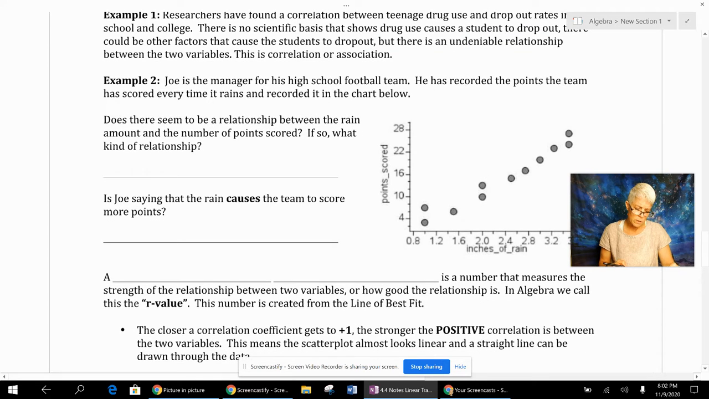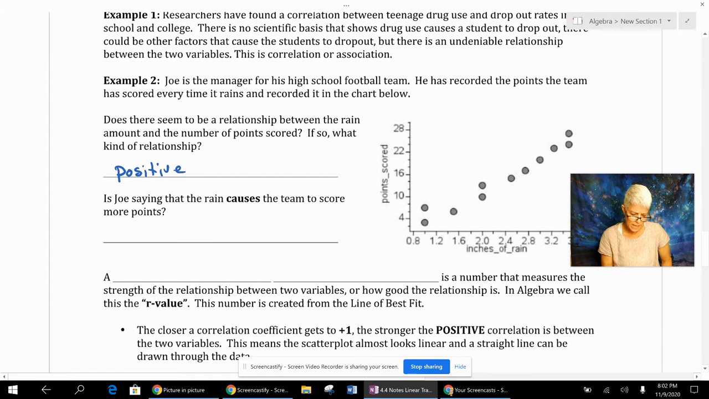Example number two, Joe is a manager for a high school football team. He has recorded the points the team has scored every time it rains and recorded it in the chart below. Does there seem to be a relationship? Look at these dots. There definitely seems to be a positive trend here. It seems that the more it rains, the more that they score points. So this is called a positive correlation or a positive trend.